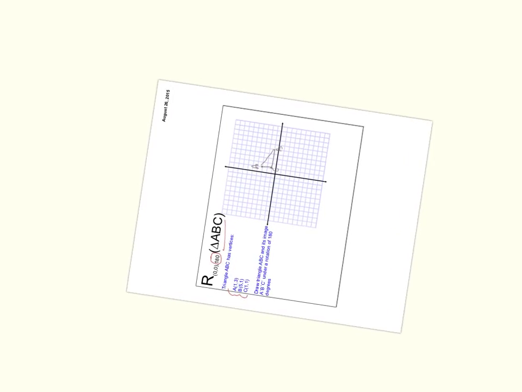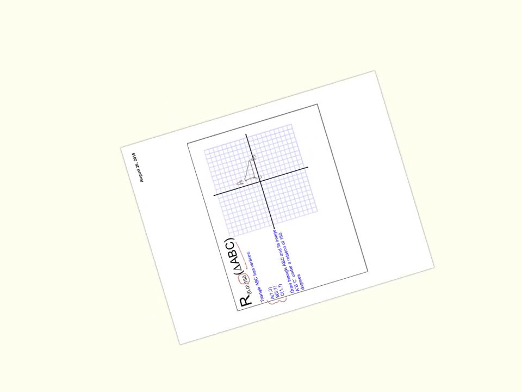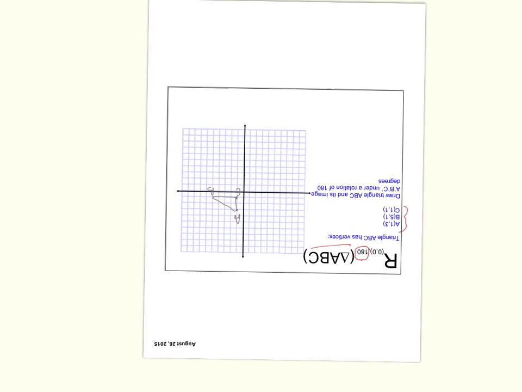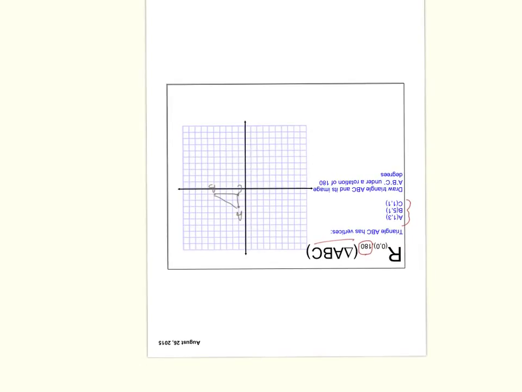So here we have our 90 degree counterclockwise rotation. Here we have our 180 degree counterclockwise rotation, basically turning it upside down. Now we can record the new coordinate points, A prime, B prime, and C prime. So let's do that. A prime now looks like -1, -3. B prime looks like -5, -1. And C prime looks like -1, -1.